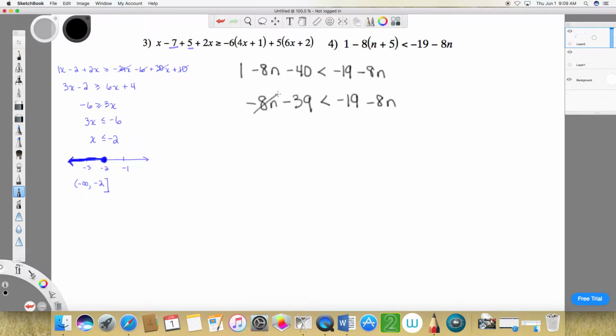If I add 8n to each side, you can see these terms cancel. And we have negative 39 is less than negative 19. Well, that's a true statement, and it's always true. So this inequality has infinitely many solutions. Any number that you pick in there, doesn't matter what it is, it'll be a solution to this inequality.